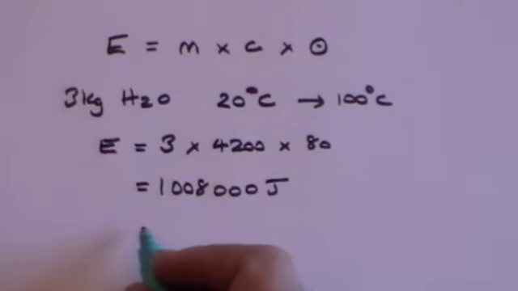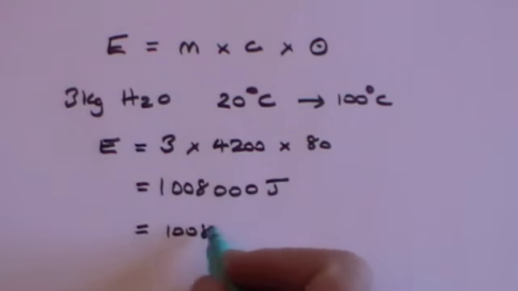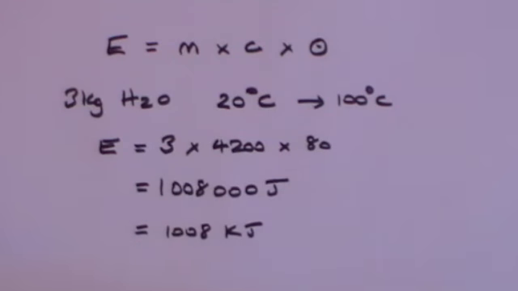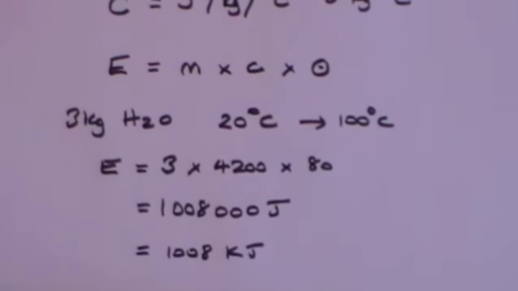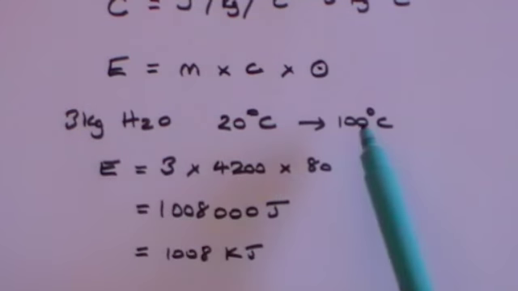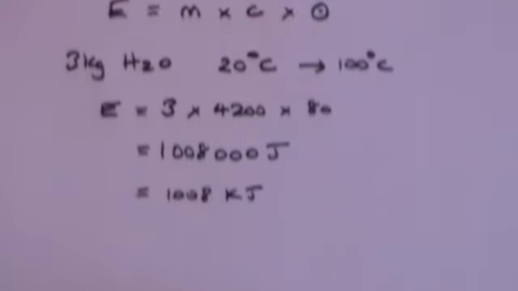You can rewrite that as 1008 kilojoules, where remember a kilojoule is 1,000 joules. So effectively we can drop 3 of the zeros here. That's a lot of energy, but then you are heating 3 kilograms of water over 80 degrees. Here's another question.